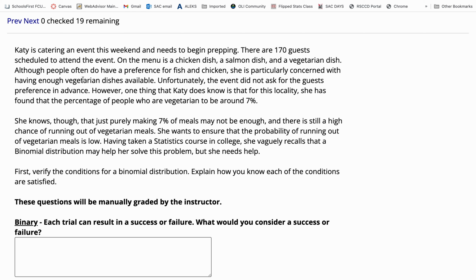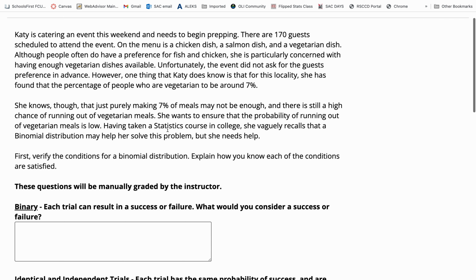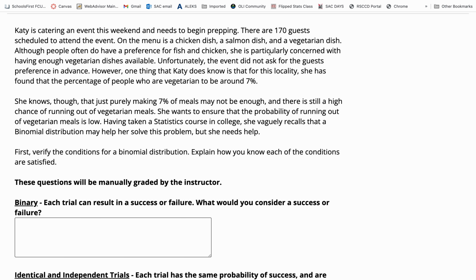Katie is catering an event this weekend and needs to begin prepping. There are 170 guests scheduled. On the menu is chicken, salmon, and vegetarian. Although people often do not have a preference of fish and chicken, she is concerned about having enough vegetarian dishes.